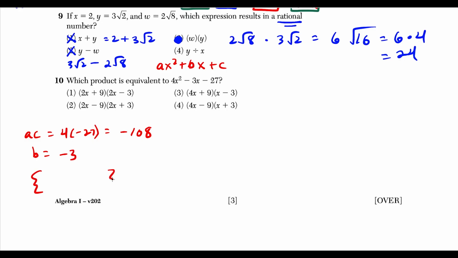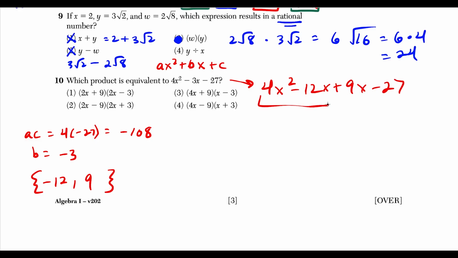And then the b value, the middle coefficient, is minus 3. So now you're just thinking of what two numbers have a product of negative 108 and a sum of negative 3, and that would make negative 12 and positive 9. So then what we do with this is we rewrite this as 4x squared minus 12x plus 9x minus 27. And we could do factoring by grouping here. So now we could take out a common 4x, and we're left with x minus 3. Plus, the greatest common factor here is 9, and we're left with x minus 3.